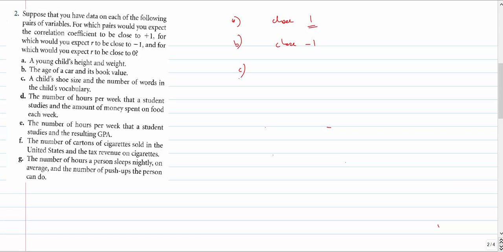C, child's shoe size and the number of words in the child's vocabulary. I don't think there is a relationship. As the child grows, the shoe size grows a little bit. I would say it's a positive value, but not close to 1. I don't see any relationship between the shoe size and the child's vocabulary. D, the number of hours per week that a student studies and the amount of money spent on food each week. I think there's really not any relationship between these two, so I would say it's close to 0.